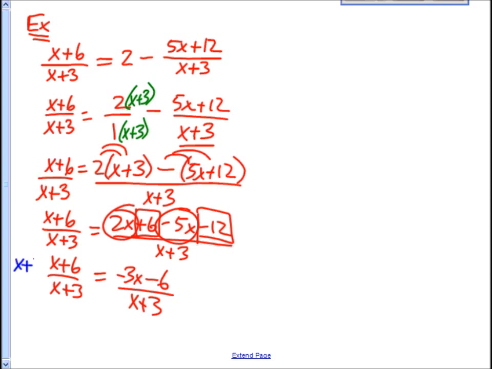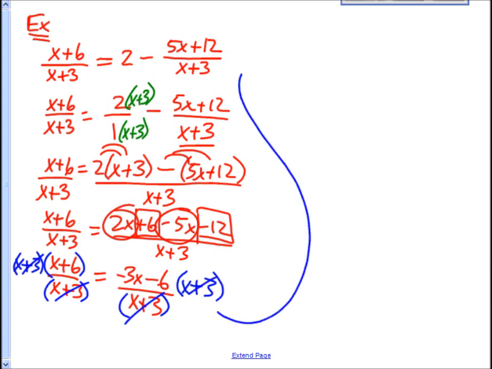So I multiply by x plus 3 on this side, right? You see how the x plus 3's cancel there? Okay, that means I have to multiply by x plus 3 on this side. And you notice the x plus 3's cancel, right? So at this point, now we got x plus 6 equals negative 3x minus 6, okay? So we go ahead and solve that.